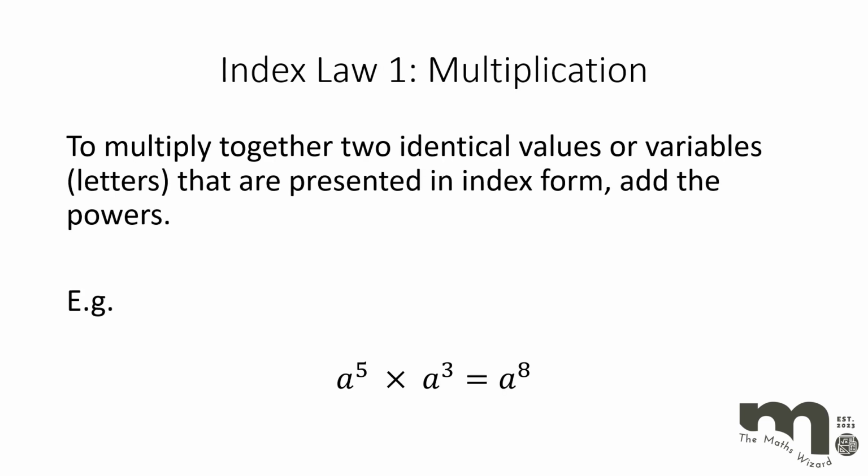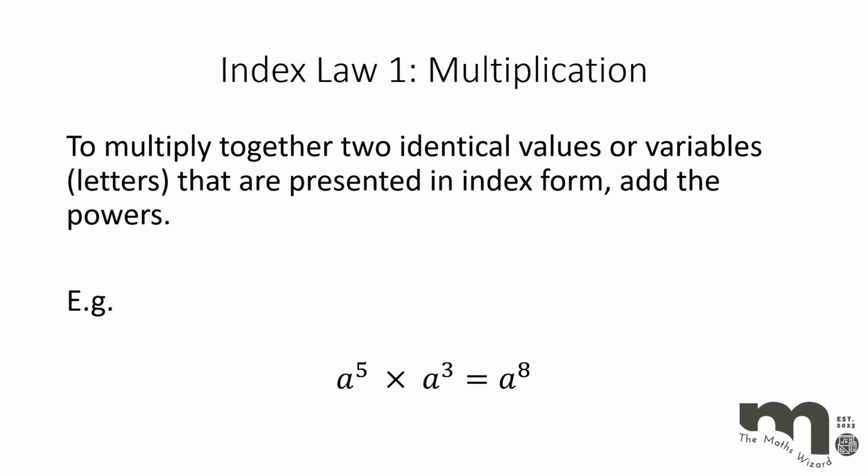So the first one we're going to look at is an index law involving multiplication. So when you've got 2 identical values or variables, a value would be a number, so for example, the number 2 or number 3, it doesn't matter what the number is. Or if you've got a variable, which could be a letter like A, B, C or X, that are presented in index form, you've just got to add the powers. So on this one here, we've got a to the power 5 times a to the power 3, and that will give you a to the power 8 when you do that.